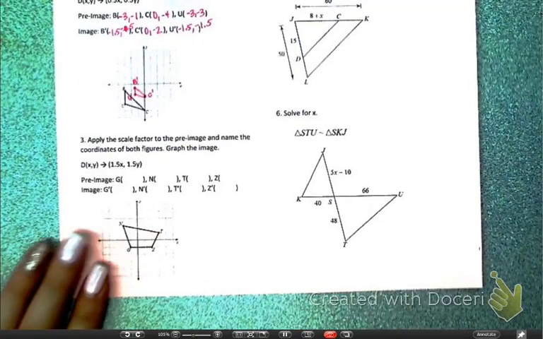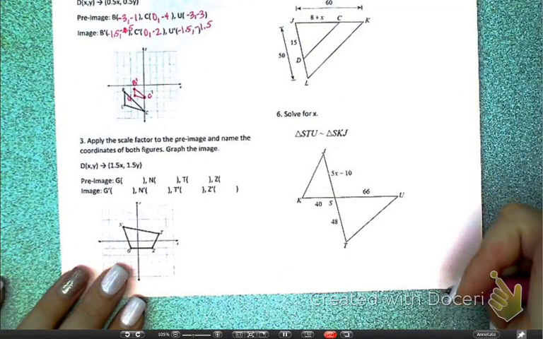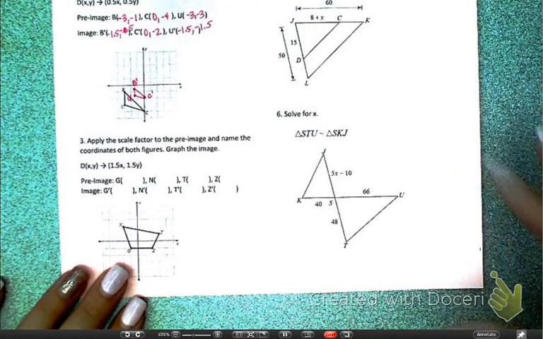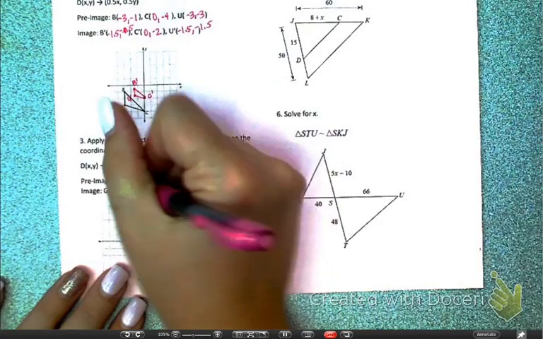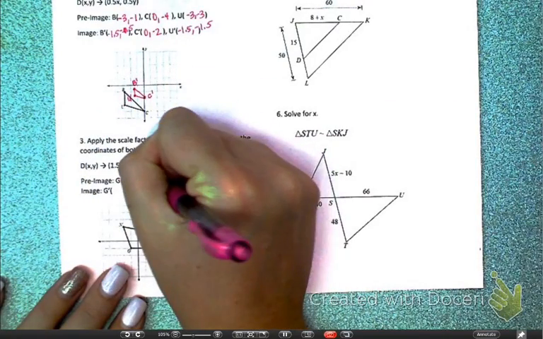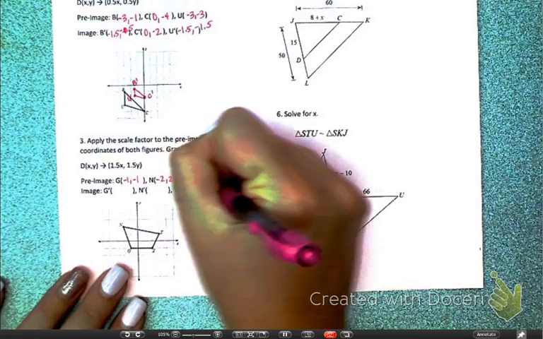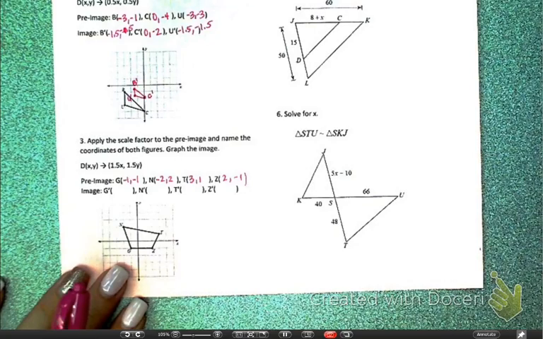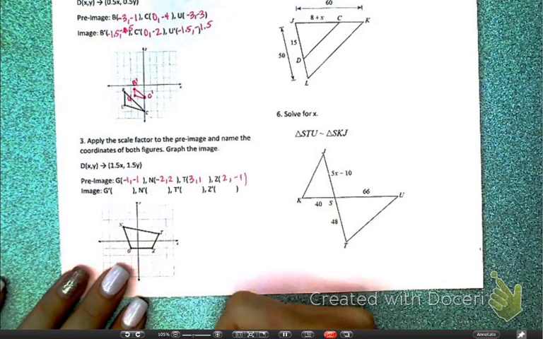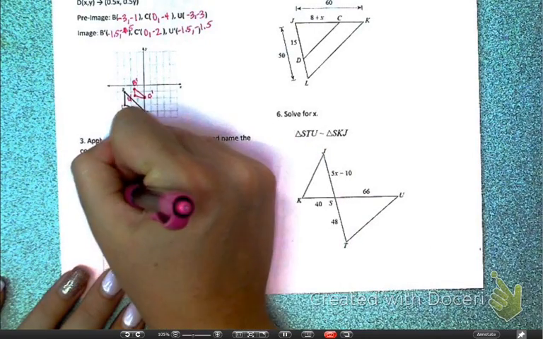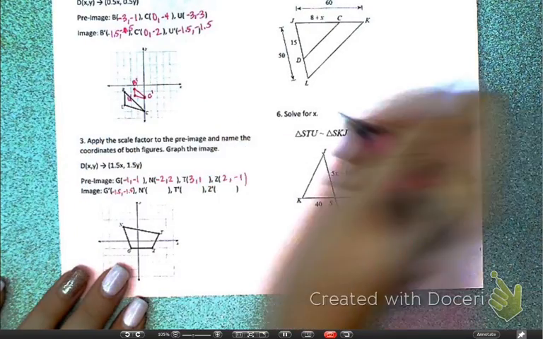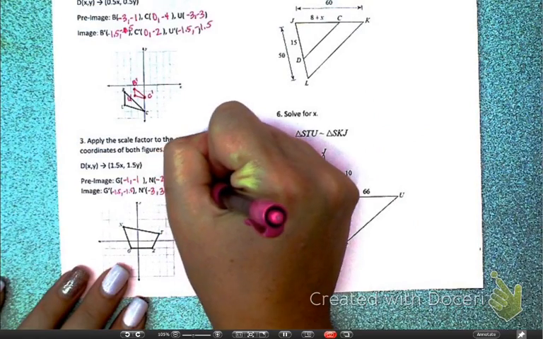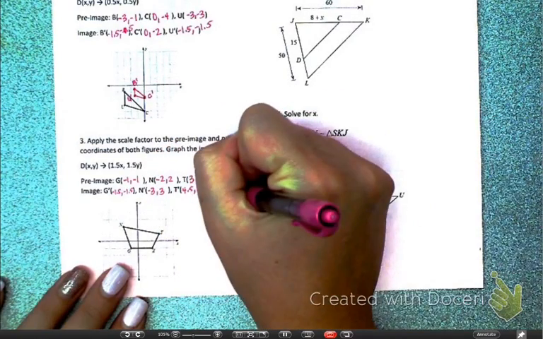Number 3. Same thing. What should happen here though? You multiply by 1.5, so that means my figure is going to get larger. So your initial points are negative 1, negative 1, negative 2, 2, 3, 1, and 2, negative 1. And when you multiply by 1.5, you end up with negative 1.5 comma negative 1.5, negative 3, 3, 4.5, 1.5, and 3, negative 1.5.